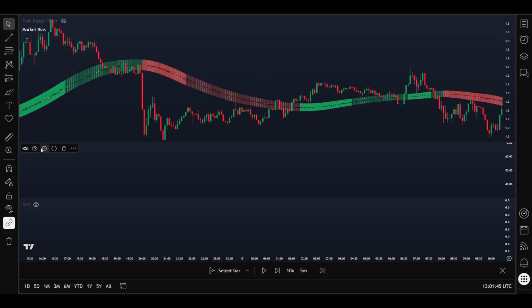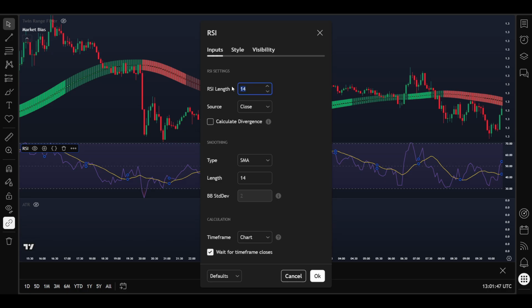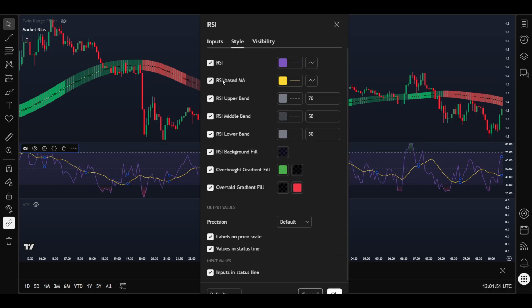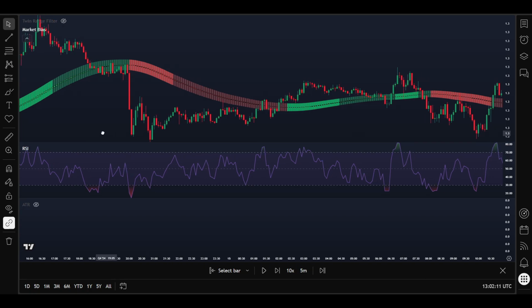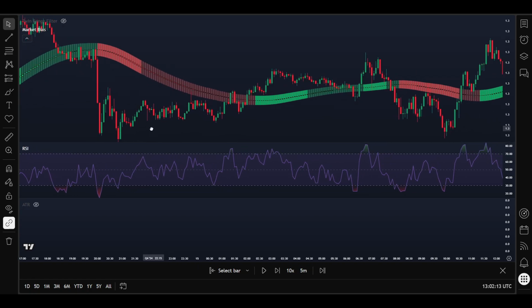RSI. Inputs. Length equals 7. Style. Uncheck RSI-based MA. Reading Rule. RSI above 70 equals overbought bias. RSI less than 30 equals oversold bias. We're using a faster RSI length, 7, to react quickly on a 5-minute environment. It'll tag extremes earlier, which is what we want when timing pullbacks inside trend.